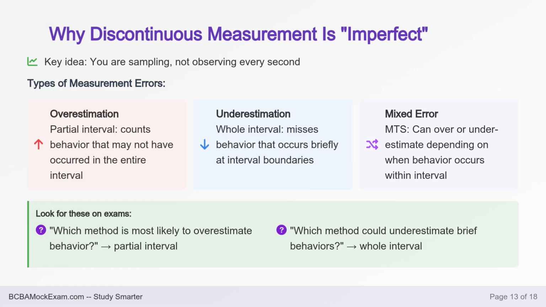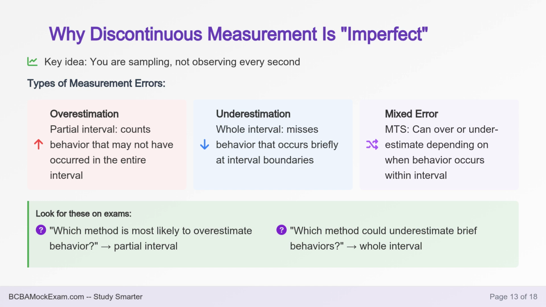Here's the big idea. Discontinuous methods are sampling behavior, not recording every second of it, so some error is built in. Partial interval can overestimate behavior because it counts any brief occurrence as if it fills the interval. Whole interval can underestimate behavior because it misses shorter or boundary behaviors that don't last the entire interval.